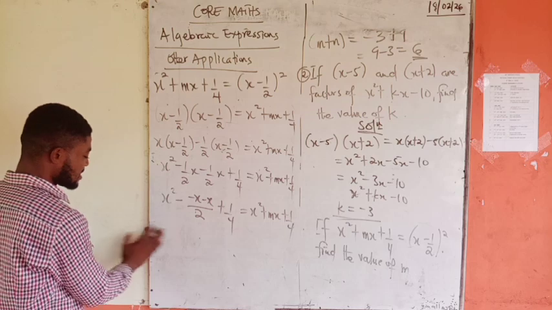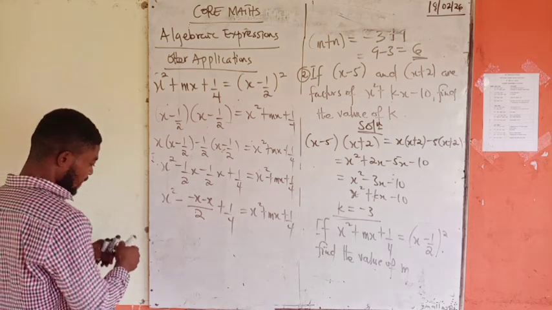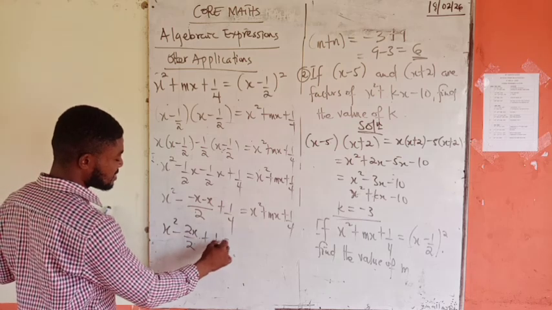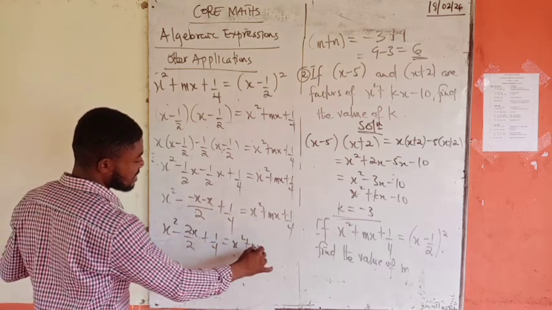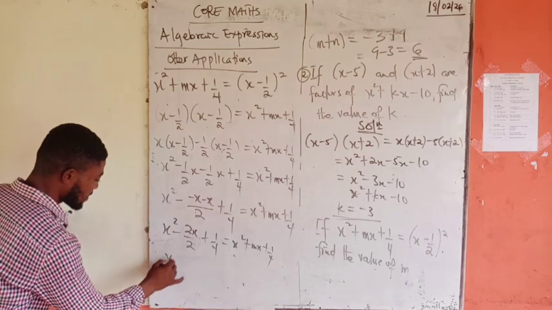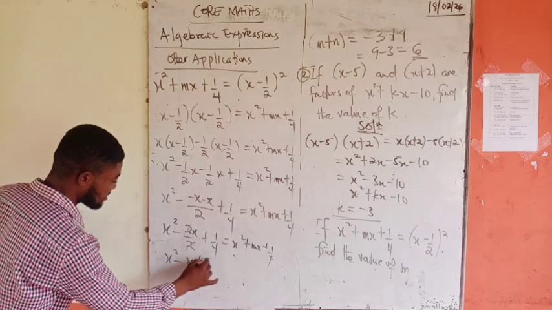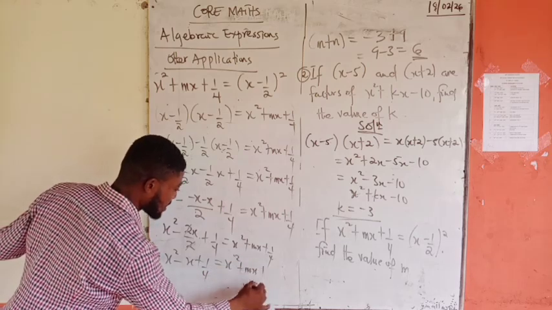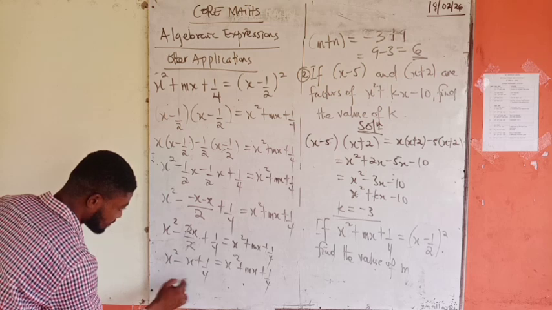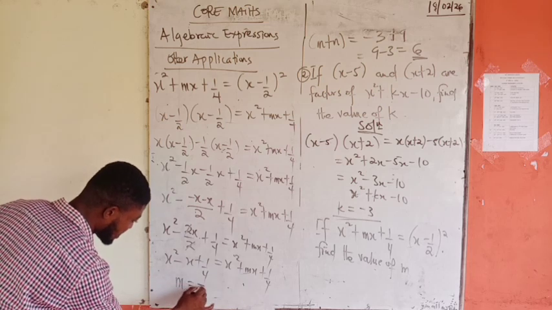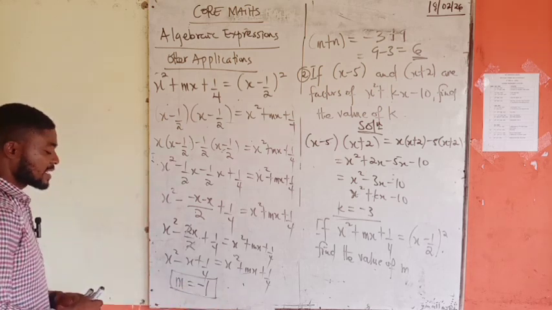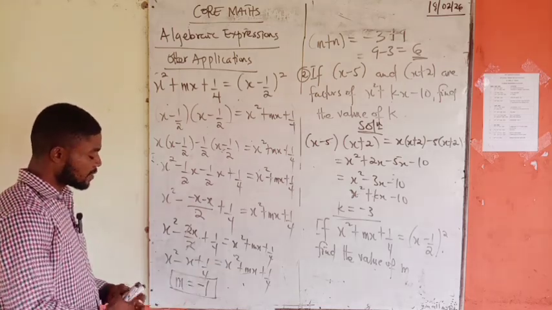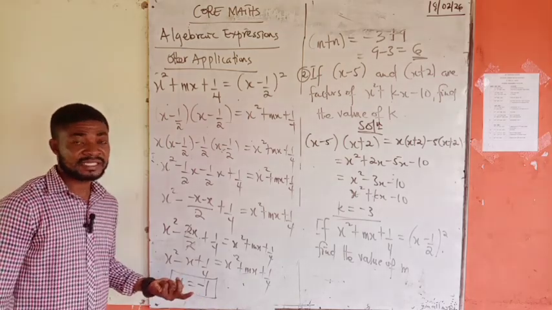Okay, so this now becomes x squared minus 2x on 2 plus 1 over 4 is equal to x squared plus mx plus 1 over 4. x squared minus x plus 1 over 4 is equal to x squared plus mx plus 1 over 4. So therefore, when I compare, I can see that m is equal to negative 1. So this is the result I get when I compare this with the question I was given. I compare the two and I get m is equal to negative 1.